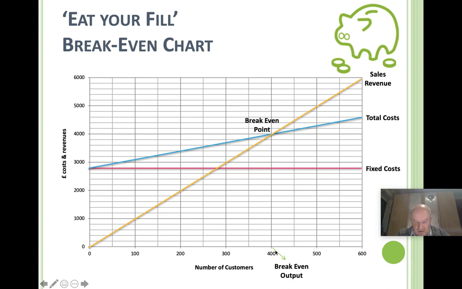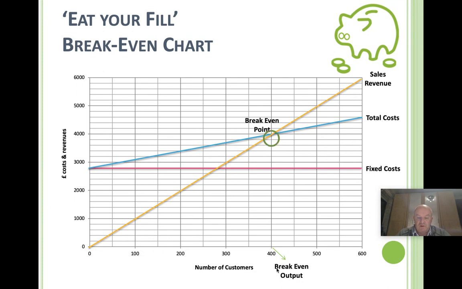Another way in which we could check that is 400, and we know there's 400 customers, and they've each paid £10. So again, that £4,000 is our break-even revenue too. Okay, so that's the way in which you can calculate using a break-even chart what your break-even units and revenue level should be.